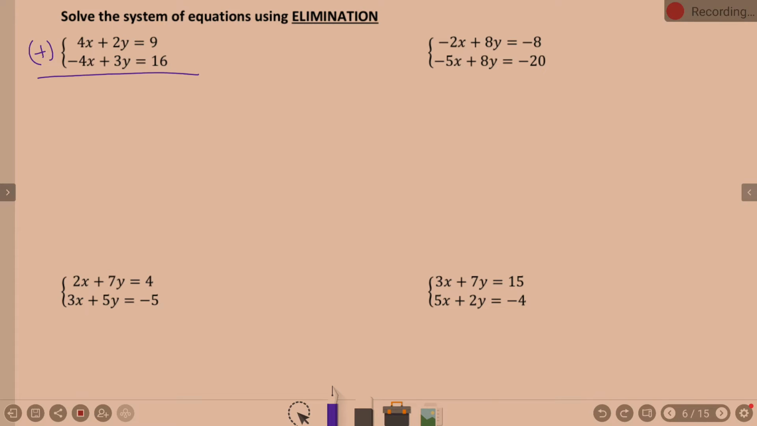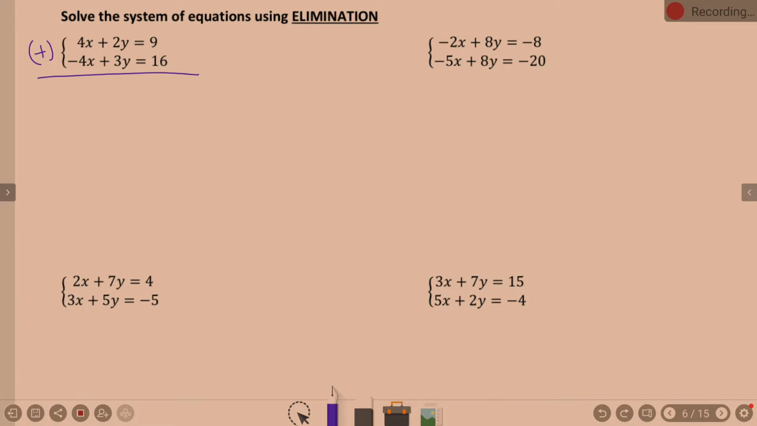I'm not going to rewrite the problem. I'm just going to draw my line and I'm going to start adding. They're already lined up like pieces, but you always add like pieces with like pieces. 4x plus negative 4x. 0, yes? And that's what we wanted. We wanted it to cancel out. You can put 0x. I usually write nothing.